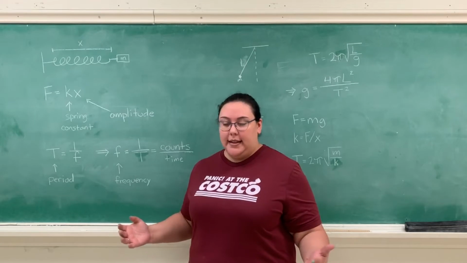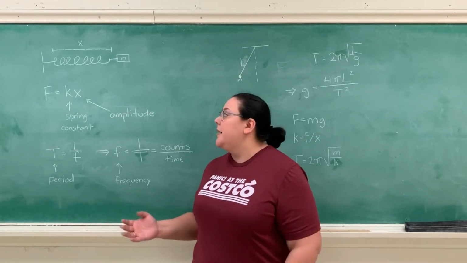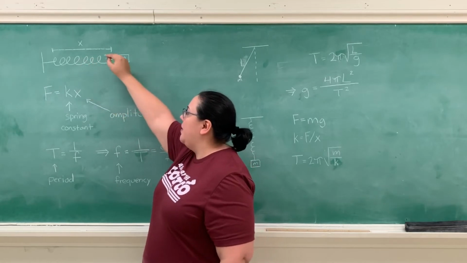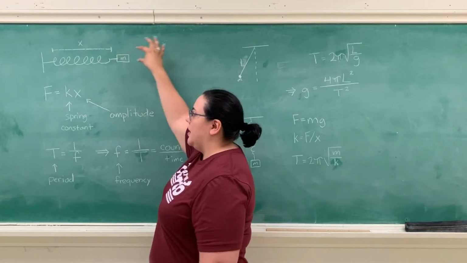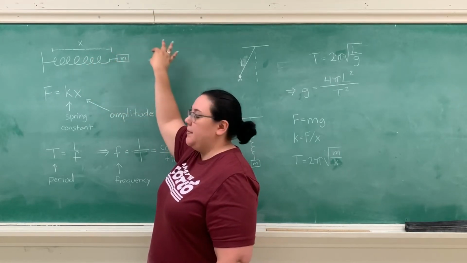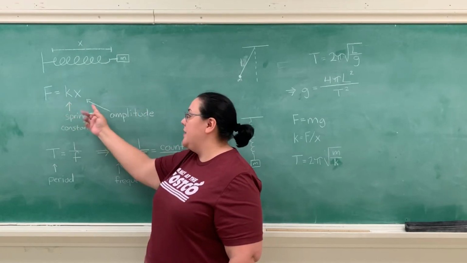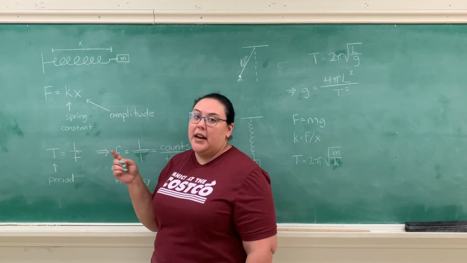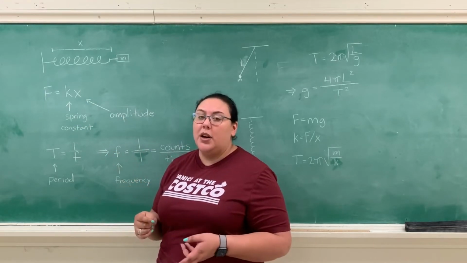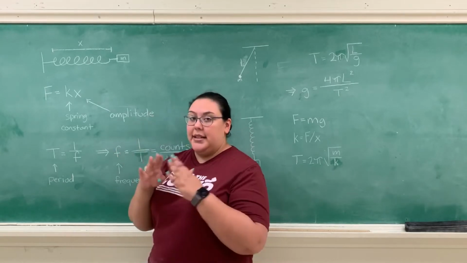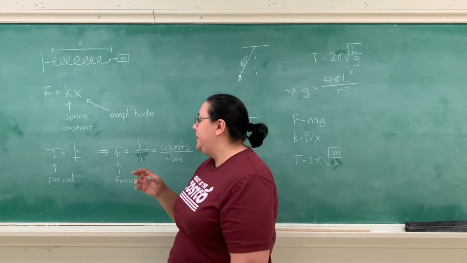Simple example of simple harmonic motion: a spring, lovely spring, right? We have our coiled spring with a mass attached and it's going to move. Its force is equal to the spring constant times the amplitude. The spring constant will either be given to you or, in this lab, we get to calculate it. And the amplitude is the distance in which it moves, right?